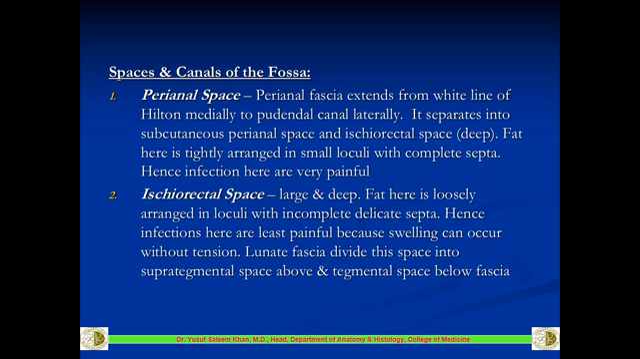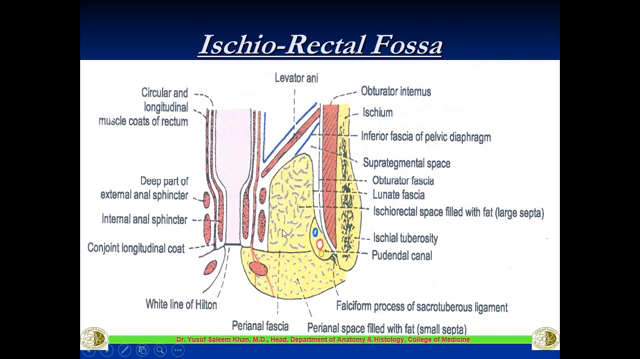The lunate fascia divides the space into the suprategmental space, and below it is the tegmental space. Again, this ischiorectal space is divided into two parts by a fascia. This is called as the lunate fascia. Whatever region is above this is called as the suprategmental part, and below this will be called as the tegmental. So the ischiorectal space is again divided into two parts by a fascia called as lunate fascia.